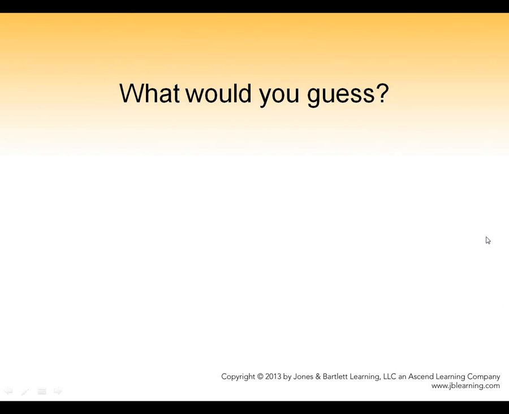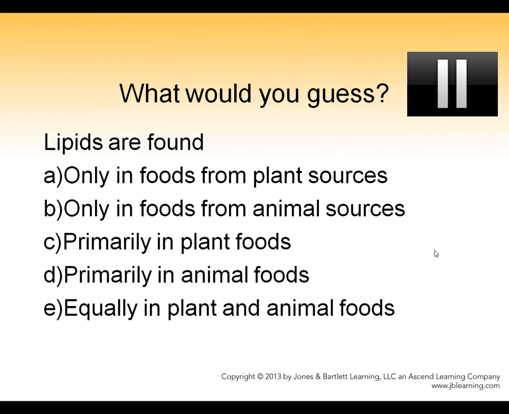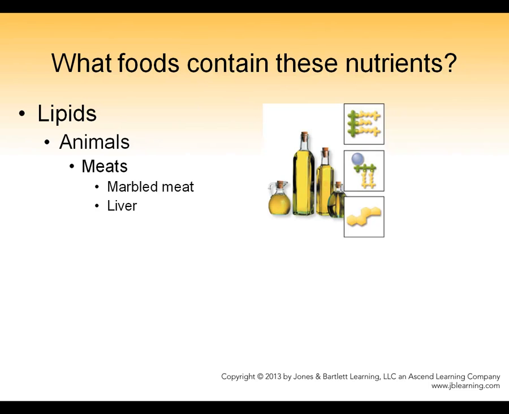Alright, so let's take on the next category, namely lipids. What would you guess is the distribution of lipids in plants versus animals? I'm guessing that you said animals have lipids, and indeed they do. Fat is a visible part of meat when you buy it in the supermarket. It's usually present as a rind around the edge of a cut of meat, but it's also sometimes marbled throughout it.